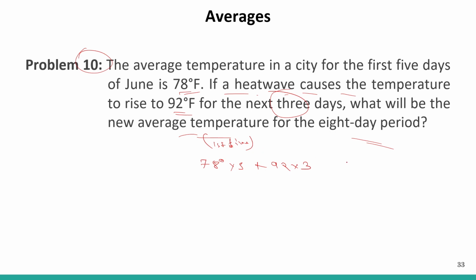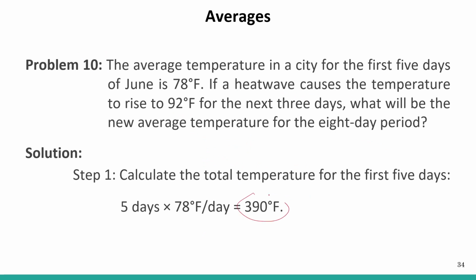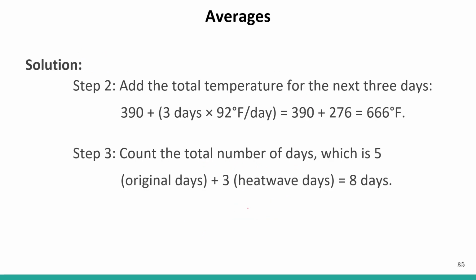So the average is the whole cumulative temperature divided by the number of days, which will be 8, since 5 plus 3 is equal to 8. So this will be equal to 390 degree Fahrenheit plus 276 divided by 8. Here 390 is the cumulative of the first 5 days, and 276 is for the heat wave days. So the total cumulative count becomes 666 degree Fahrenheit.